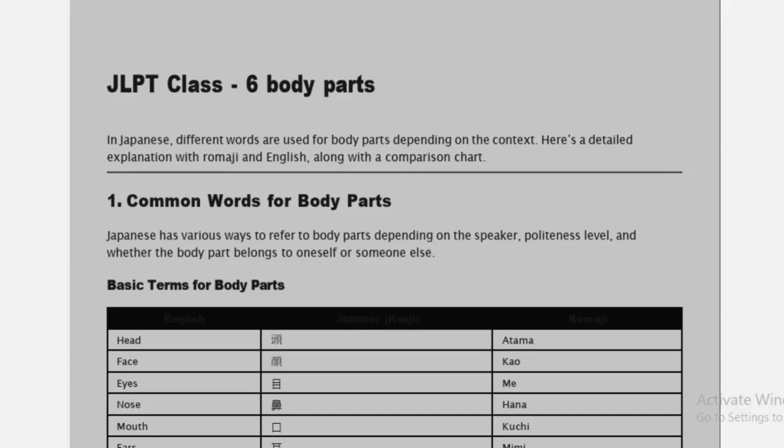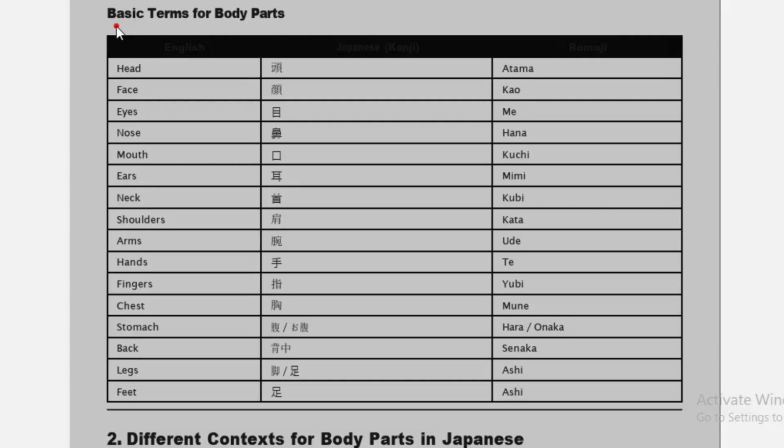So, today is class 6, and in this class, we will learn about body parts in Japanese. What we learn in this class are common words for body parts in Japanese. These are the basic terms for body parts in Japanese. This is English, this is Japanese with kanji, and this is the Romanized form of Japanese.